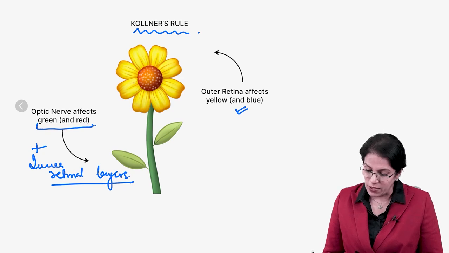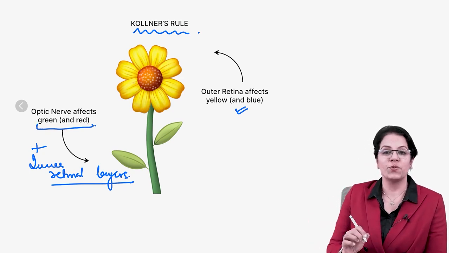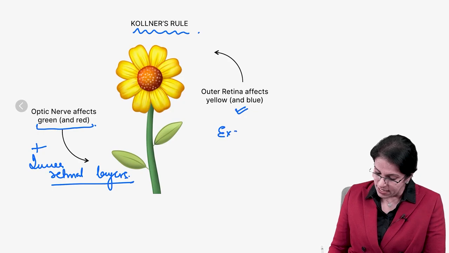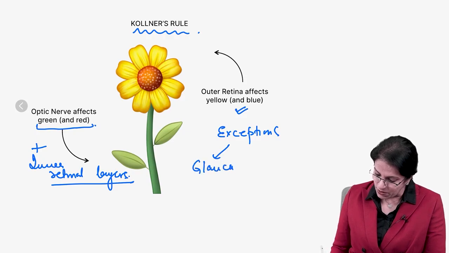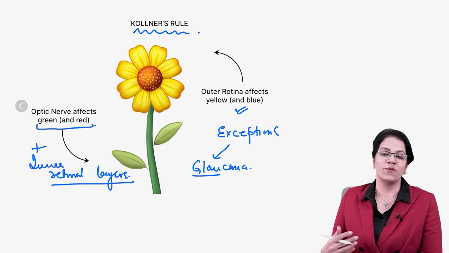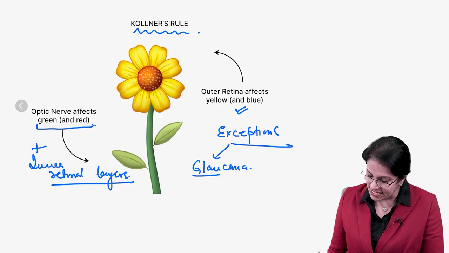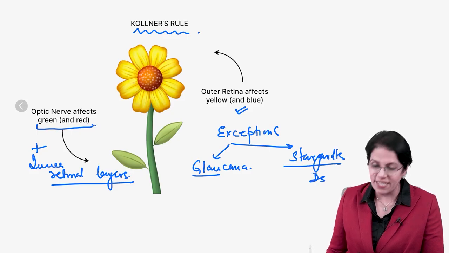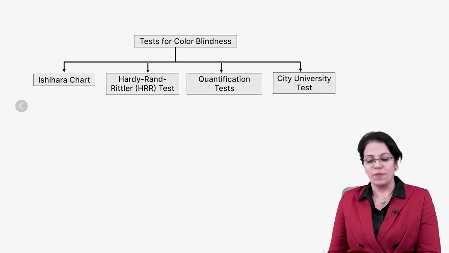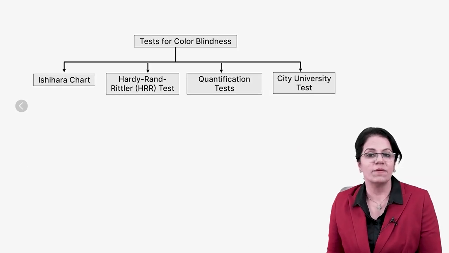Okay. There are 2 exceptions to this rule. What are the exceptions? One you will learn is glaucoma. Though it is, of course, an optic nerve problem, we don't have red-green blindness there. And the second exception is Stargardt's disease, where you don't get a blue-yellow defect. So let's remember this. We next talk about the tests of color blindness.